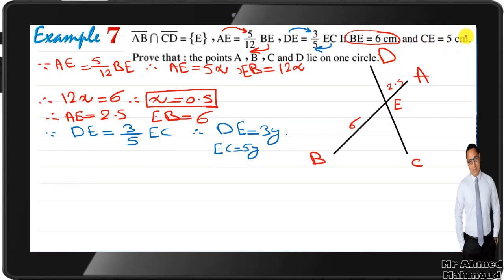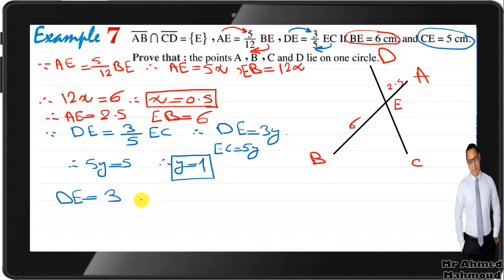Okay, now we have CE equals 5. Therefore, in place of EC I will write 5, so 5y equals 5. Therefore, y equals 5 divided by 5 equals 1. Okay, now DE equals 3 times 1 equals 3, and EC equals 5 times 1 equals 5. This is EC equals 5 and ED equals 3.